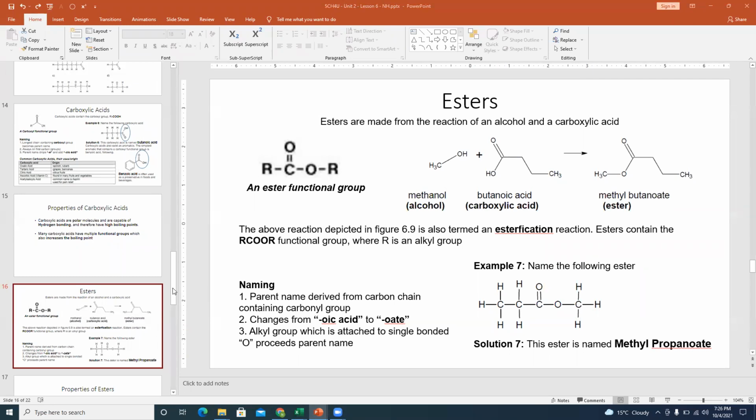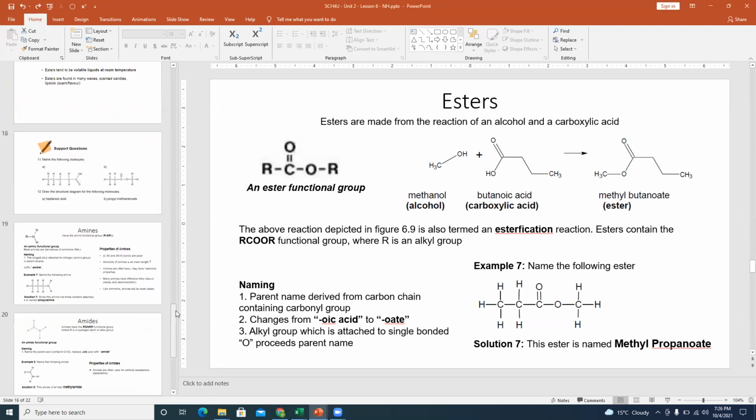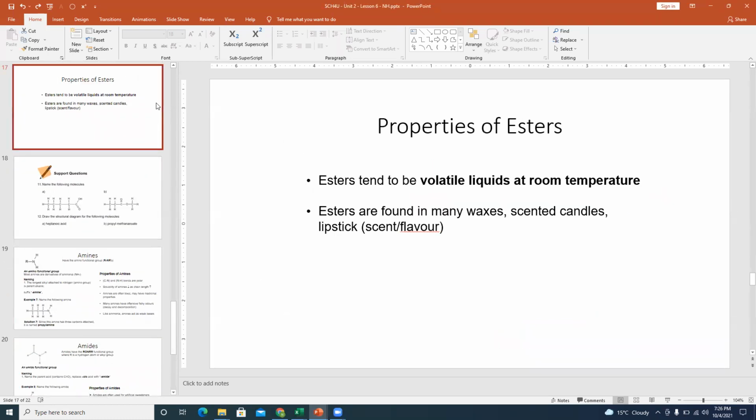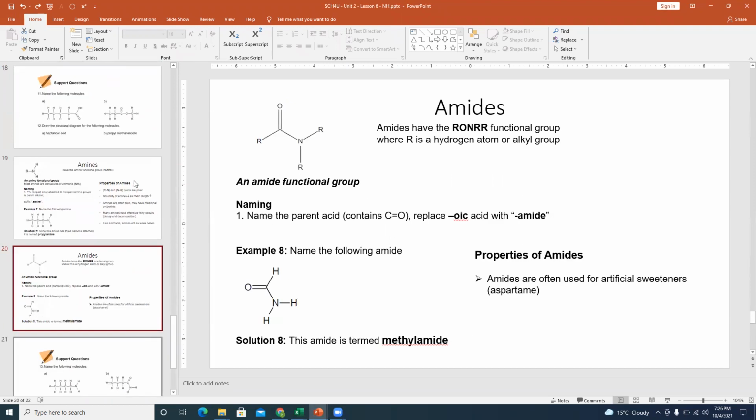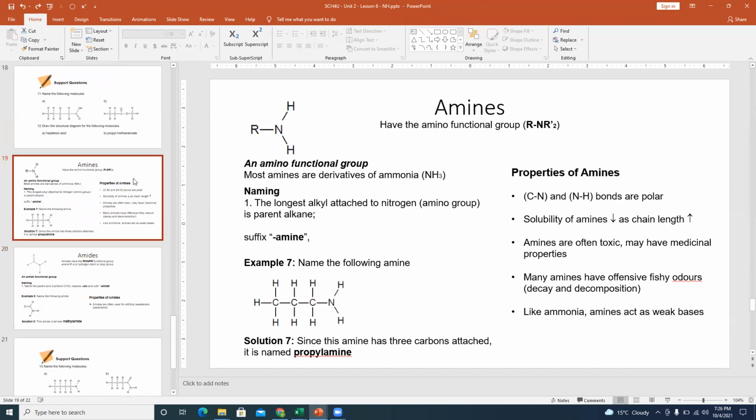So that was esters. We'll go over properties of esters: very volatile, and they smell nice usually. They're used as scents and flavoring agents. And then amines and amides. We'll just go over these one more time, and then we'll probably end our lesson early unless somebody has some questions to ask. So amines have this amino functional group, this NH2 functional group.